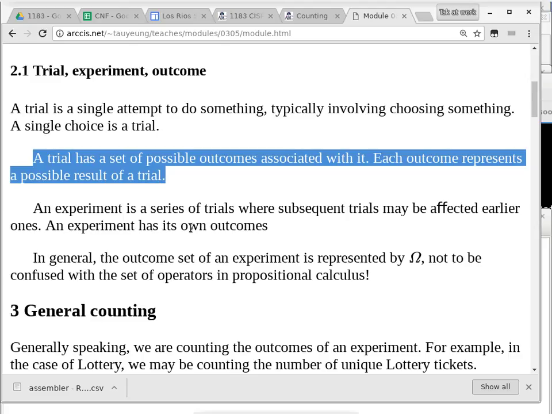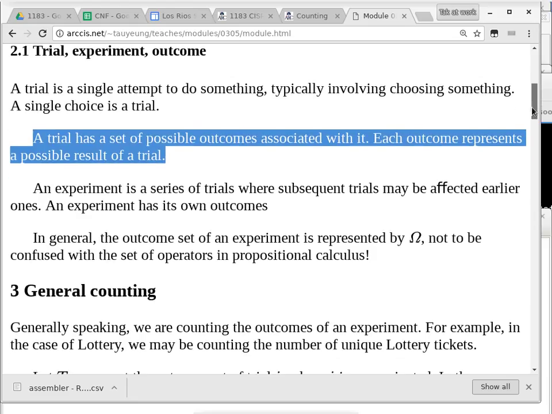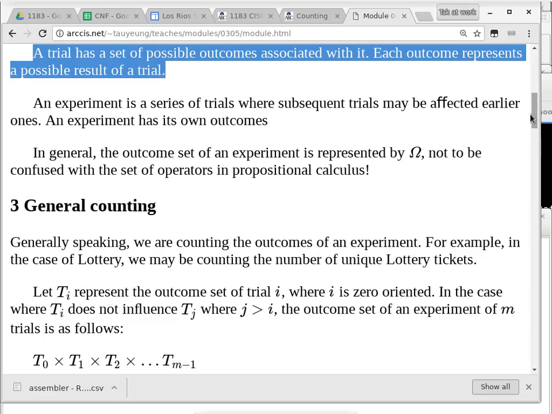Is that making any sense? Is that okay? All right, cool. So in general, the outcome of an experiment is represented by omega, and this omega, by the way, has absolutely nothing to do with the omega set in propositional calculus, which represents the set of all the operators. Okay, so we just pick the same Greek letter because there are only so many letters, right?